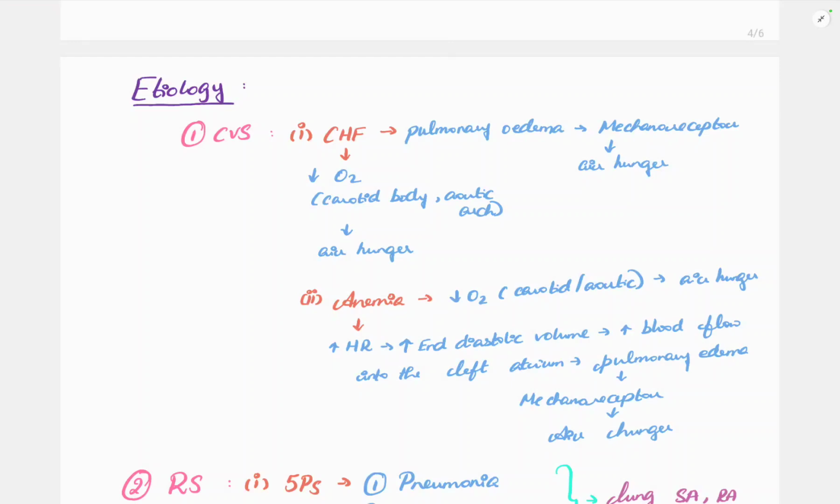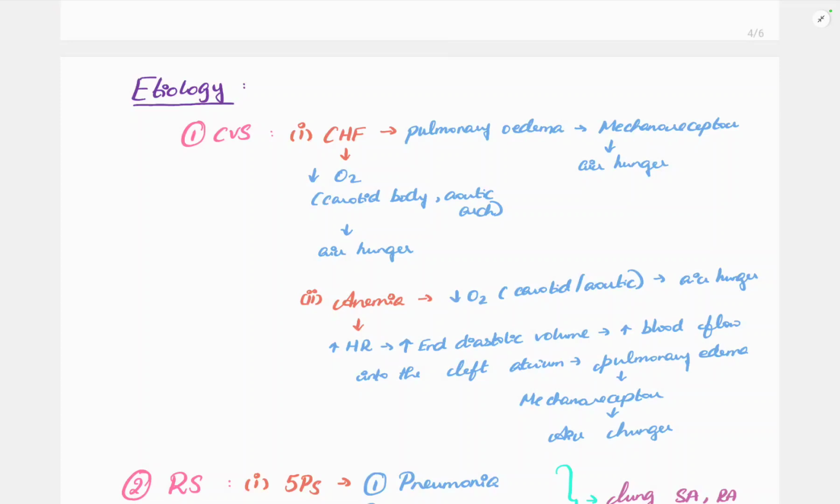respiratory effort. Coming to the second one, there's a decrease in oxygen as well. There is a decrease in oxygen anywhere it is detected, in the carotid body or the aortic arch. It is going to send signals. It's a peripheral chemoreceptor, so it's going to send signals to the brainstem telling that there is respiratory effort. So this is how CHF plays out. Coming to anemia. If there is anemia, there's again going to be decreased oxygen.